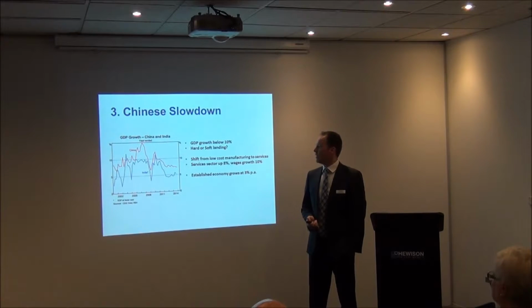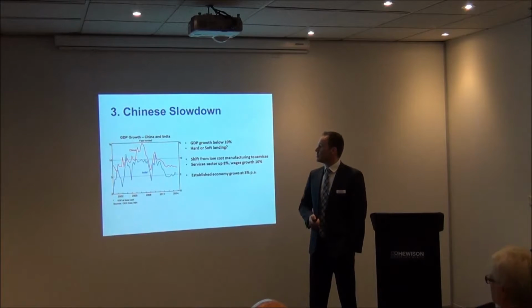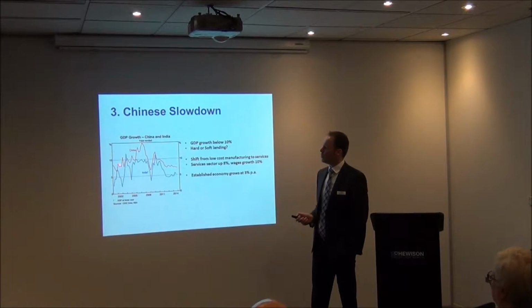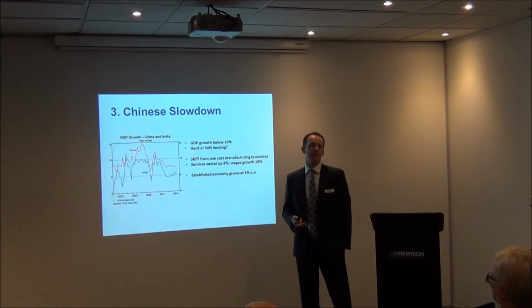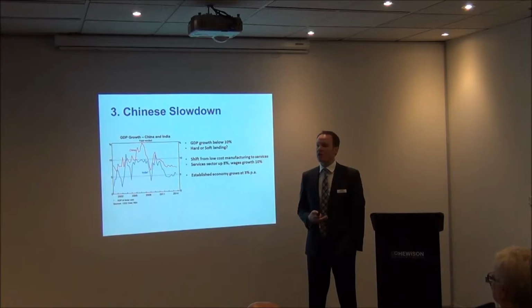Another key economic theme causing volatility in markets of late is the Chinese slowdown. And this has been one that's been reported for quite some time. This graph here shows, it's also got India on there just for comparison, but you can see in the red line, China GDP growth. So this is the rate that their economy is growing each year. And for many, many years, particularly during our mining boom, it was 10% plus. Huge amounts of growth year on year.